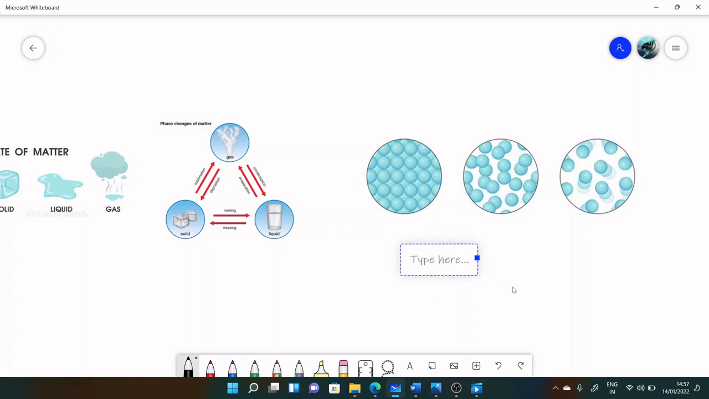Now, you can say that sublimation, melting, and evaporation, or we can say vaporization, occur when we provide the particles with heat.